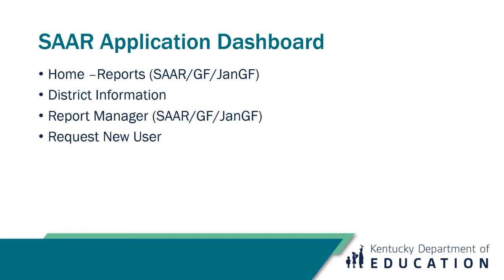So we'll talk about the dashboard and just some things that you'll see whenever I move on to the dashboard. There is the Home tab. There'll be a Reports tab for SAAR, Growth Factor, and January Growth Factor. There will be a District Information tab at the top, Reports Manager, and that will separate the 3 cycles as well, and then a Request New User tab, and we'll talk about each of those.